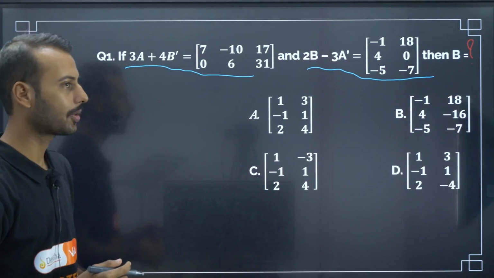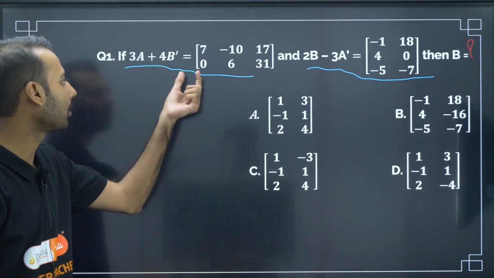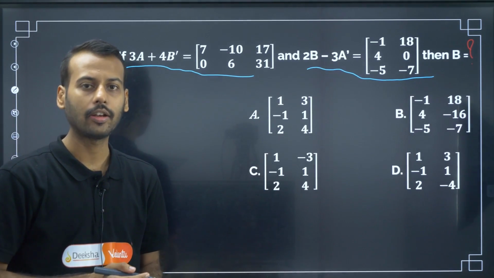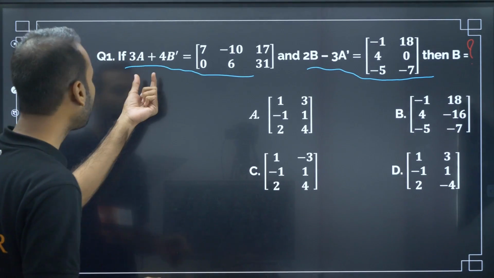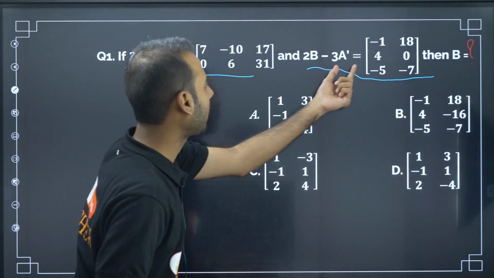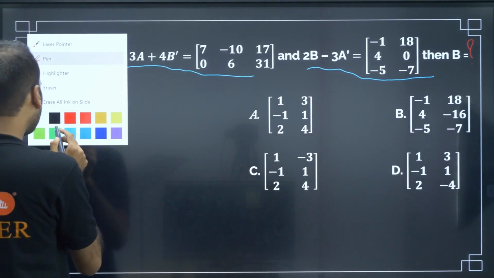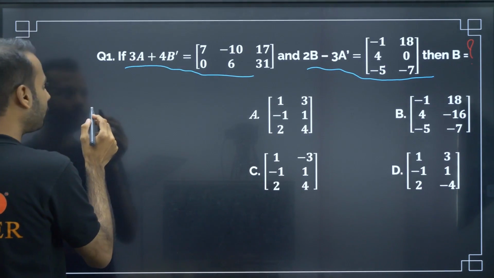Now in our lower classes, try to recall, they used to give two equations and ask us to find the value of the unknown. In the same way here, they have given two matrices and they are asking to find one of the matrices. So how to approach this problem?